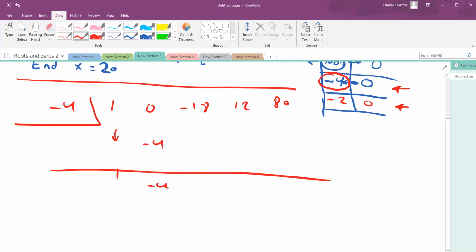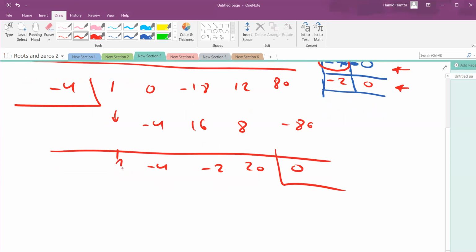-4, -4, 16, -2, 8, 8 and it will be 20. 20 multiplied will be -80. So this is zeros, guys, zeros, because this is 0.